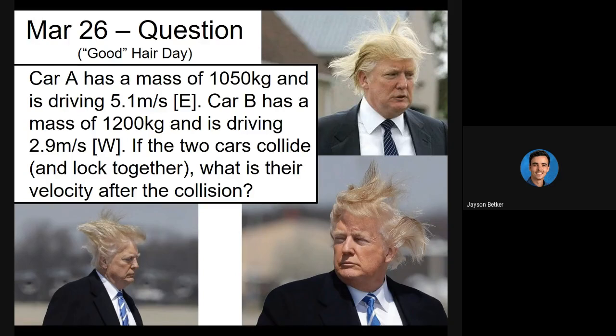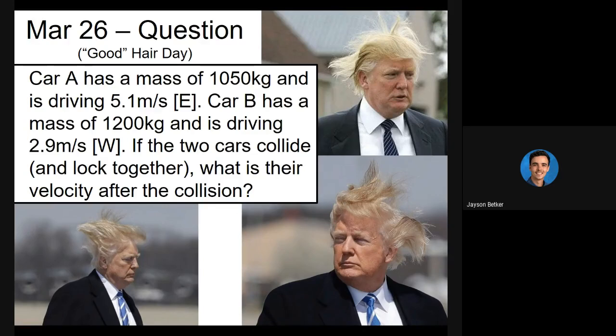If the two cars collide and lock together, so remember, we had three types of collisions that could happen: we had inelastic, we had elastic, and we had explosions. So this is an inelastic collision because they are sticking together. If they lock together, what is going to be their velocity after the collision?